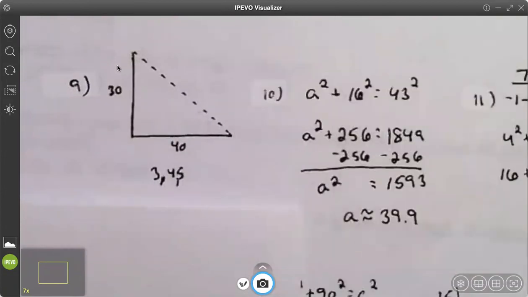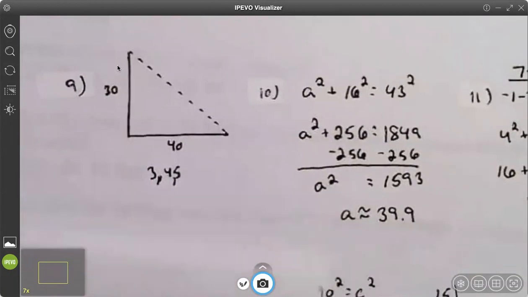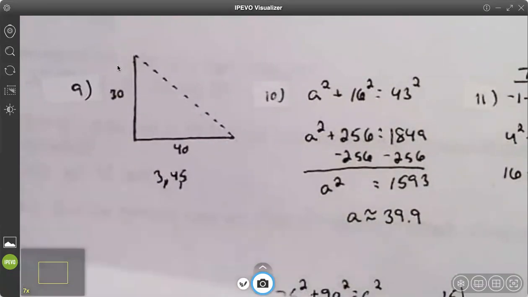Pythagorean triple. If you remember, especially 3, 4, 5, 6, 8, 10, anything multiples of 3, 4, 5 is the most used Pythagorean triples. There are other triples used as well. Those are just the most popular.